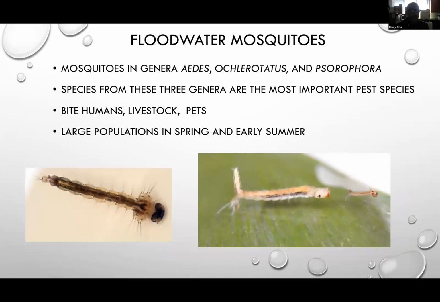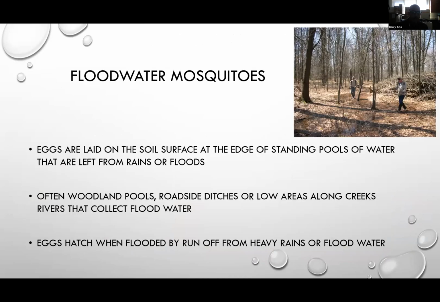So floodwater mosquitoes are in the genera Aedes, Ochlerotatus, and Psorophora, and these are 3 genera that are the most important pest species. They're highly nuisance mosquitoes. They bite humans, livestock, and pets. So they certainly affect us and the things that we take care of. And in many instances, there are large populations in the spring and early summer associated with rainfall events. Eggs are laid on the surface soil at the edge of the standing pool of water that is left from rains or floods. Often woodland pools, roadside ditches, or low areas along creeks and rivers collect this water. The eggs hatch when flooded by runoff or from heavy rains or flood water.